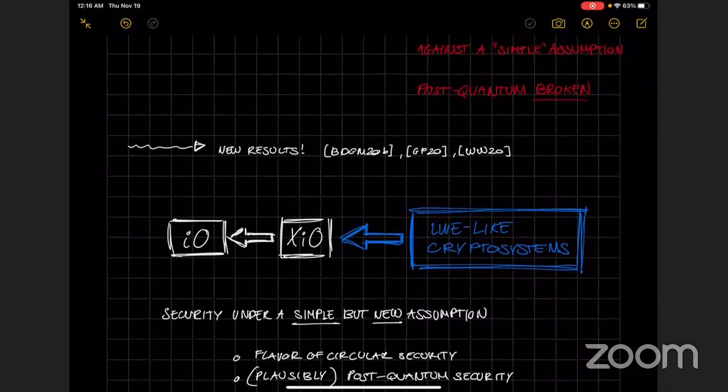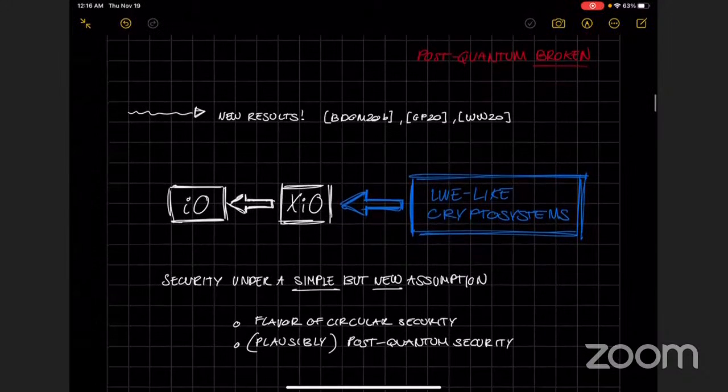And again, as a bonus, since we rely only on LWE-based cryptosystems, the scheme can be plausibly conjectured to be secure even in a post-quantum regime.